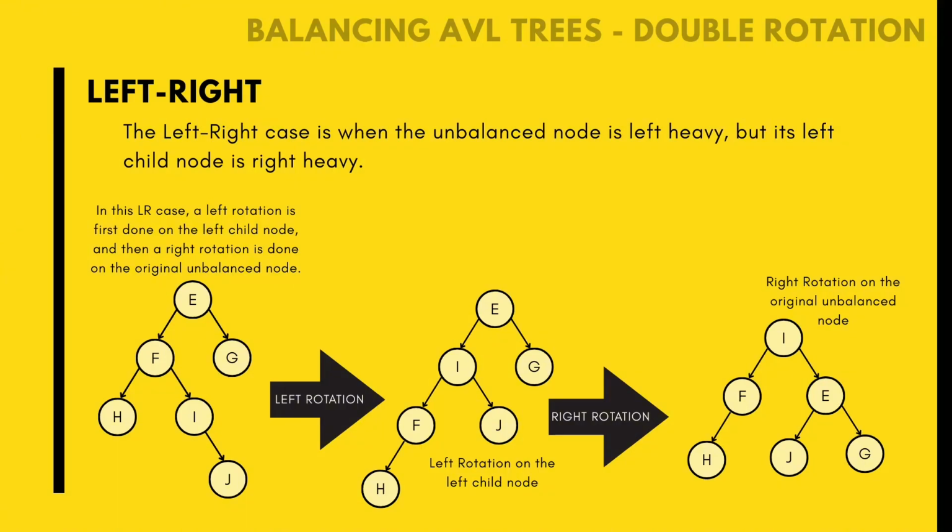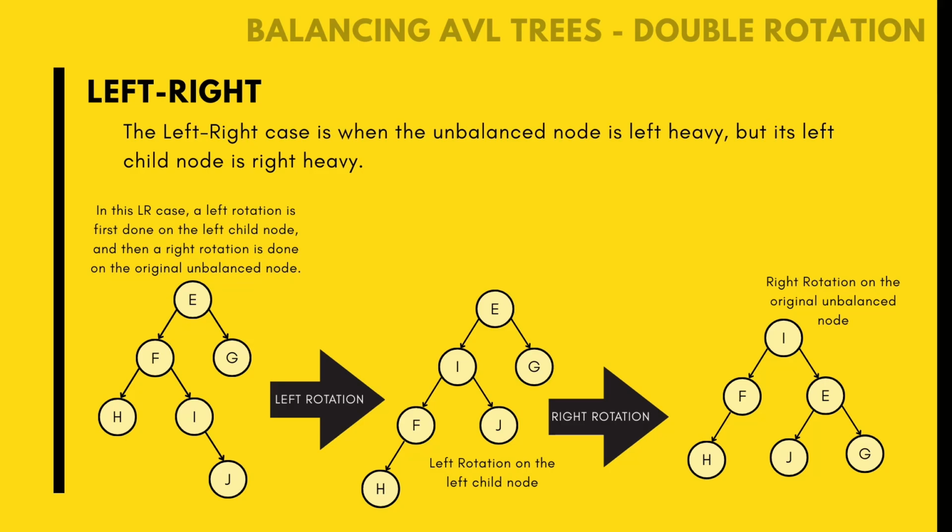However, sometimes a single rotation isn't enough. That's where double rotations come in. These are used for more complex imbalance cases, such as the left-right and the right-left case. The left-right case is when the unbalanced node is left heavy, but its left child node is right heavy.